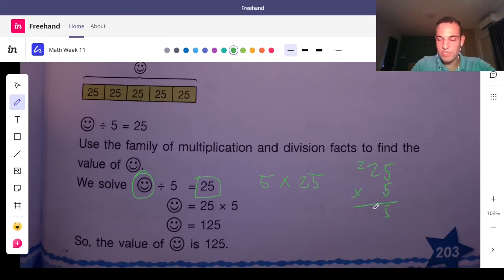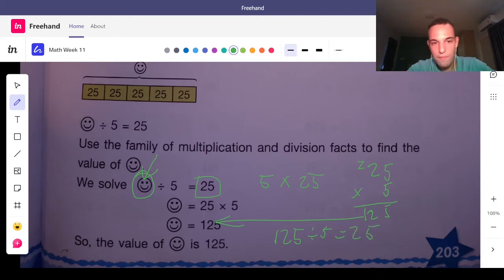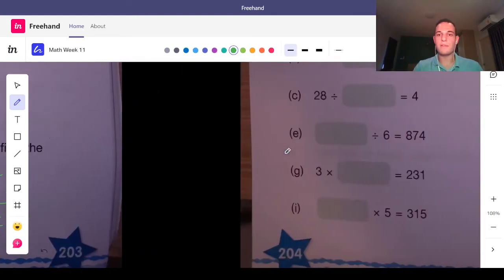5 times 2 is 10. Plus 2 is 12. So we just found that this equals 125. So we can write it as 125 divided by 5 equals 25. All right, so that's how we can find our answers. Now let's take a look at the next page.